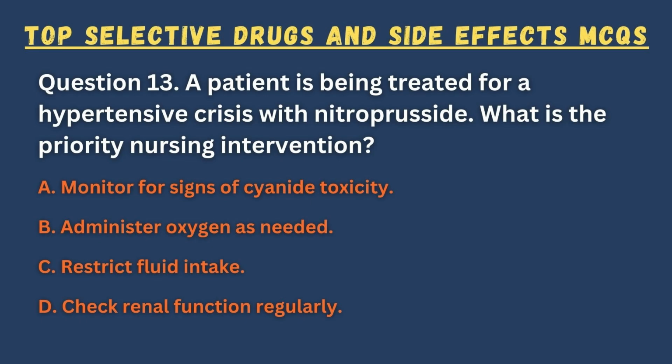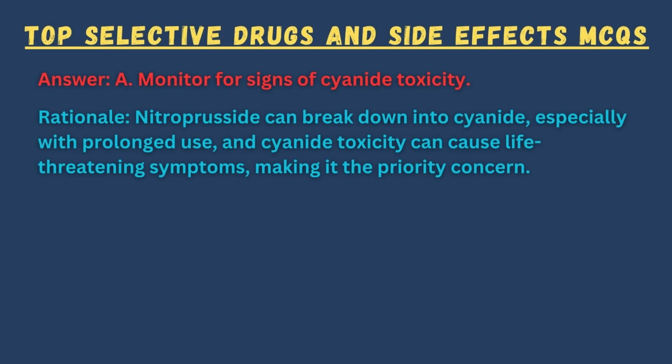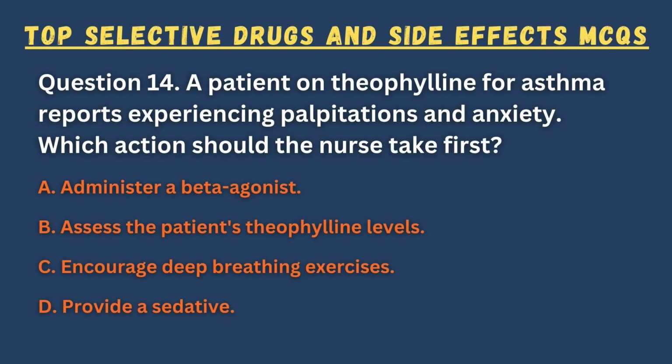Question 13. A patient is being treated for a hypertensive crisis with nitroprusside. What is the priority nursing intervention? A. Monitor for signs of cyanide toxicity. B. Administer oxygen as needed. C. Restrict fluid intake. D. Check renal function regularly. Answer: A. Monitor for signs of cyanide toxicity. Rationale: nitroprusside can break down into cyanide, especially with prolonged use, and cyanide toxicity can cause life-threatening symptoms, making it the priority concern.